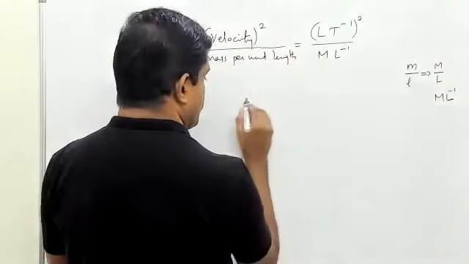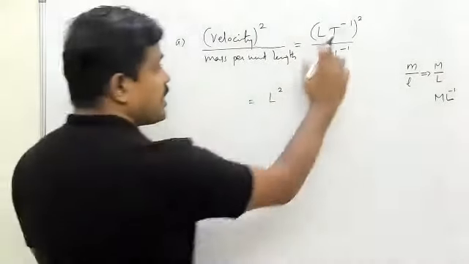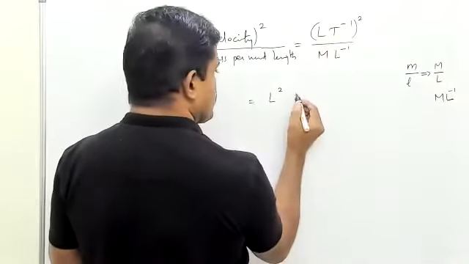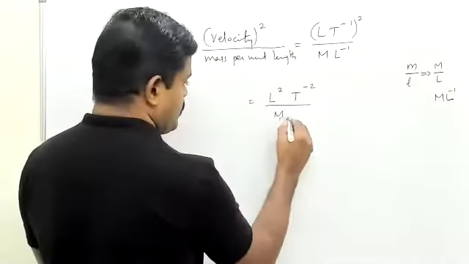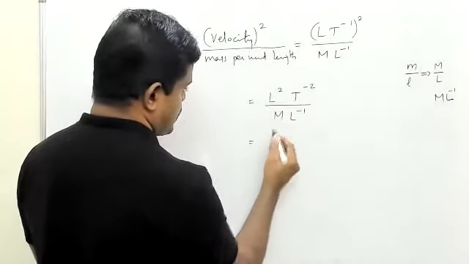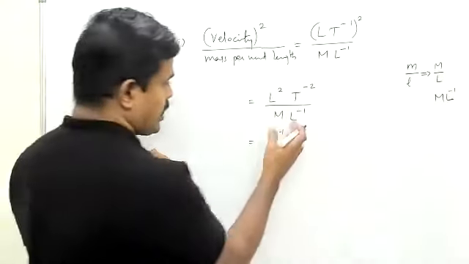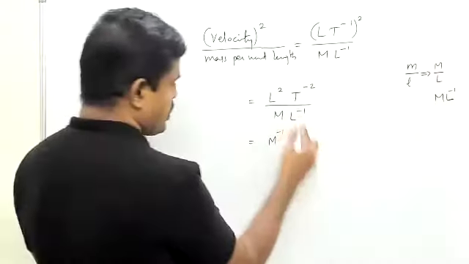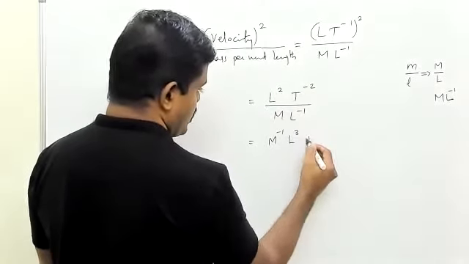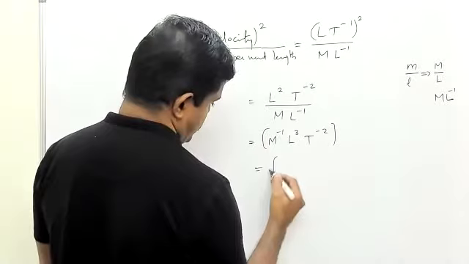Then let us check L square, then T raised to minus 1 whole square, which is T raised to minus 2, divided by M L raised to minus 1. Let us simplify. M goes to the numerator to become M raised to minus 1. Then L raised to minus 1, when it goes to the numerator, becomes L raised to plus 1. With L square, it is L cube. Then T raised to minus 2. Yes, spot on. We have just hit the jackpot.